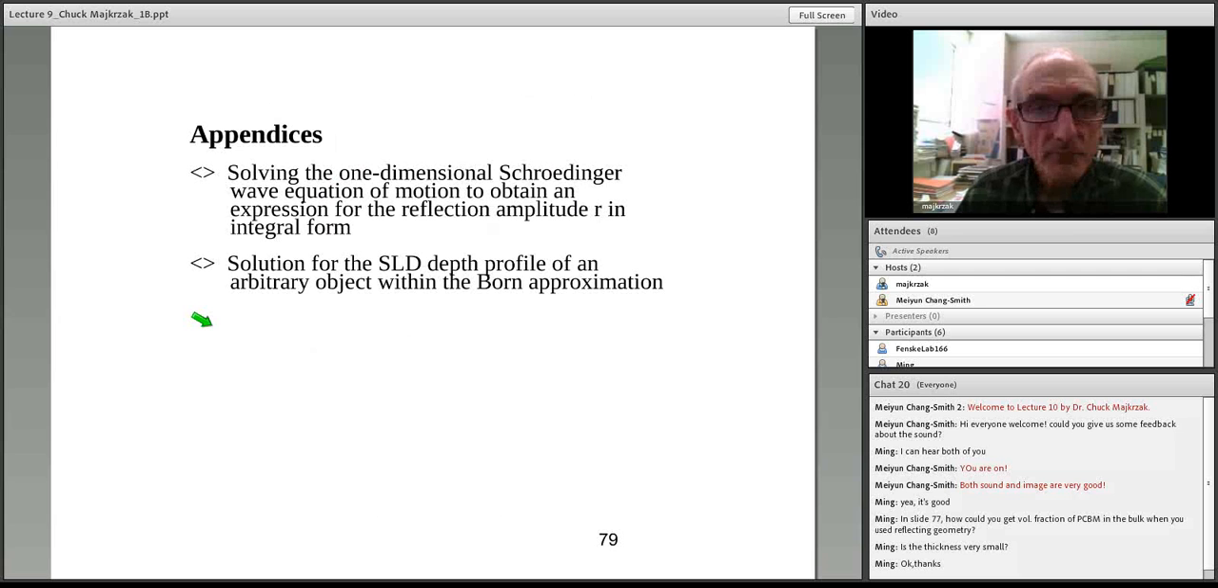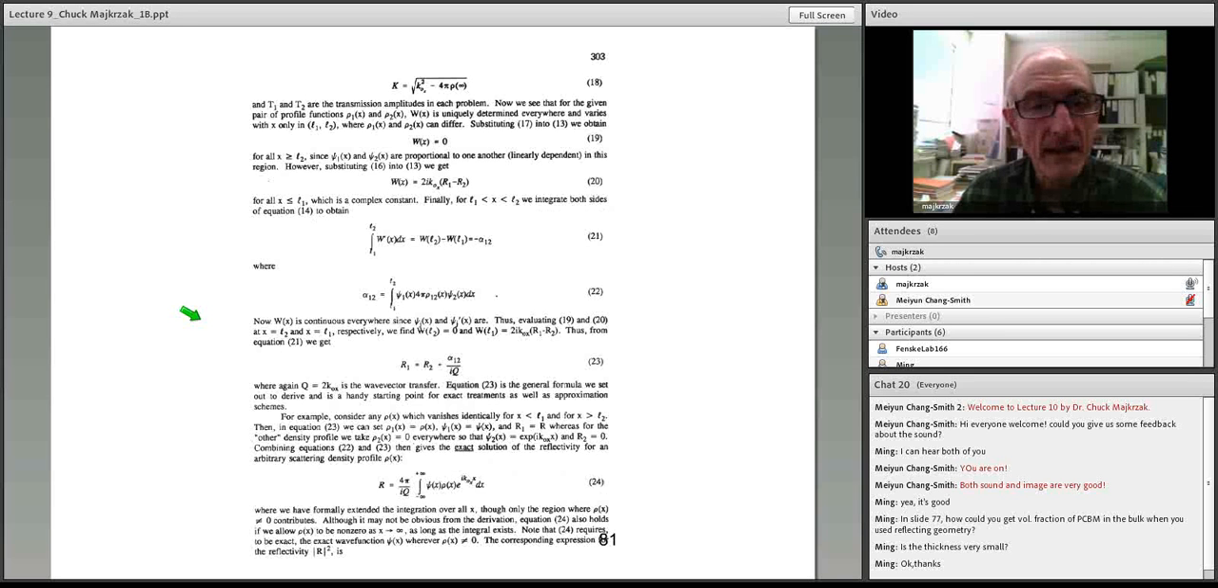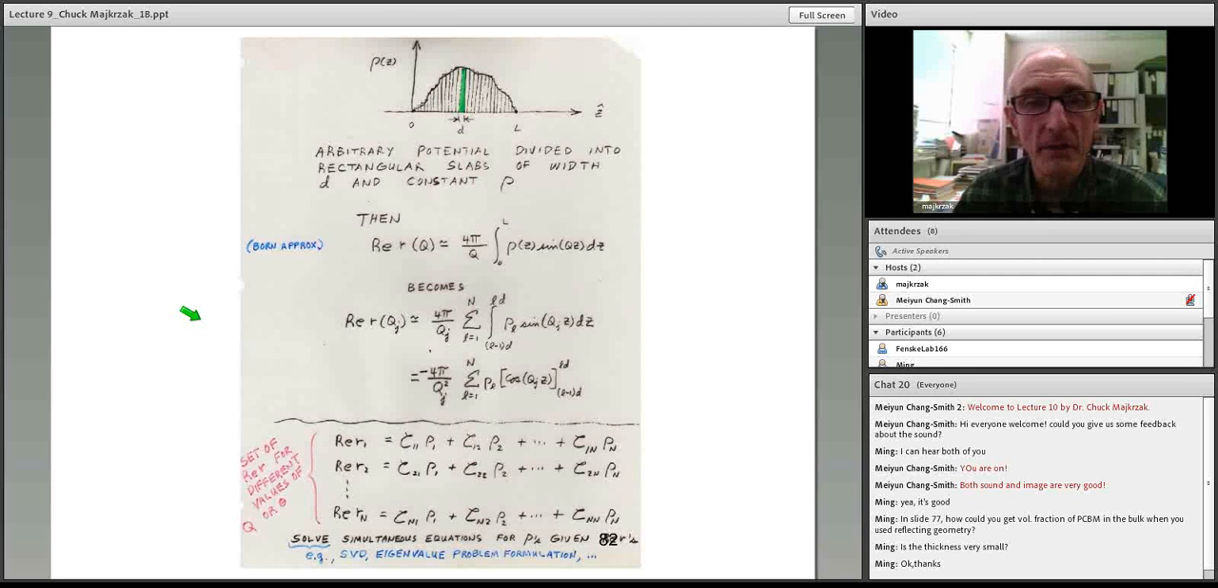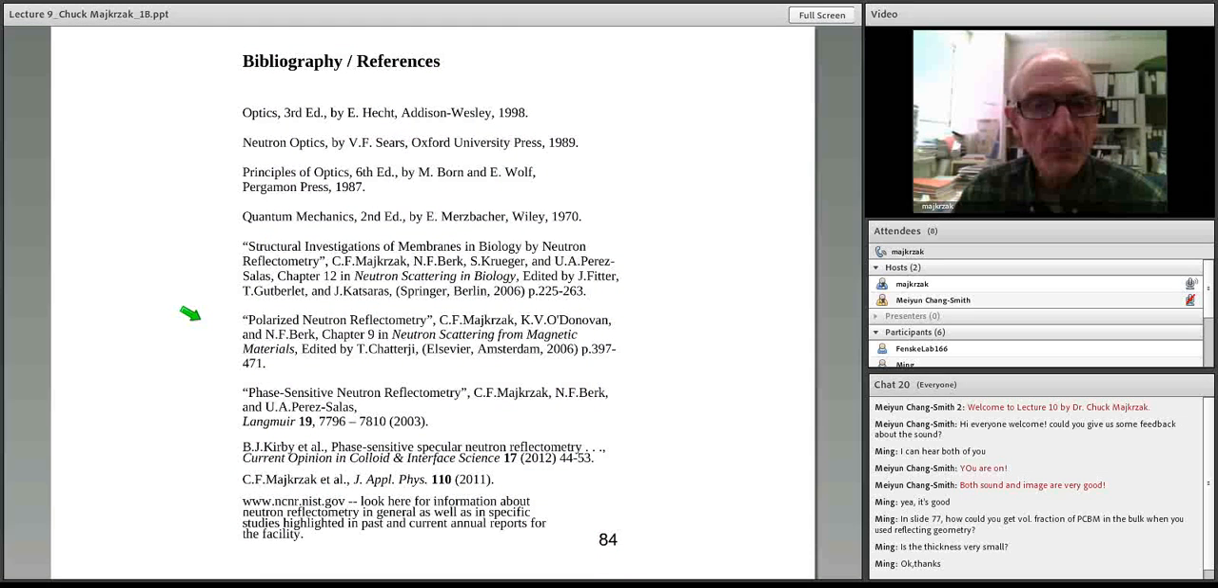Okay. So now there are appendices that you can look at, relating to some of the topics we talked about on neutron reflectometry on Wednesday. They show you a little bit more of the mathematics in arriving at some of the equations, some of the results. There's another set of equations showing how you can get a direct connection between reflection amplitude and scattering density distribution. And some references. And now we're ready to move on to the second lecture.